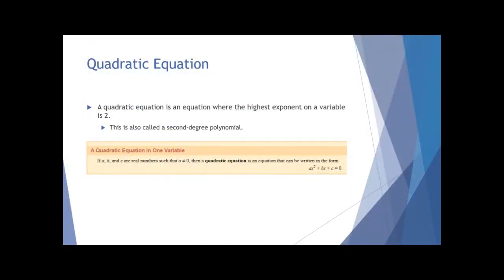So we're going to start with the definition of a quadratic equation. A quadratic equation is an equation where the highest exponent on a variable is 2. And so because of that, this is also called a second degree polynomial. We've talked about trinomials, and most of our trinomials had the highest exponent being 2. So that is called a quadratic when it's put into an equation.